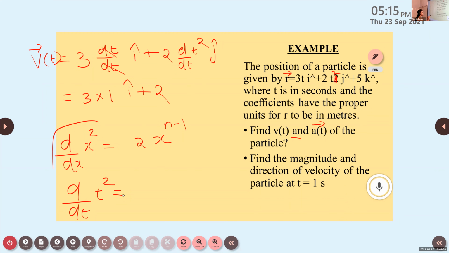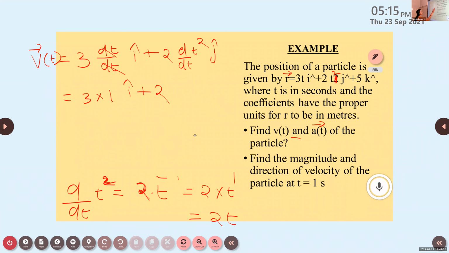That is equal to 2 into the exponent, not the coefficient. Write the exponent here, 2 into t raised to n minus 1. Here n is 2, so 2 minus 1 is 1. So the solution of d by dt of t square is 2 into t raised to 1, that is equal to 2t.